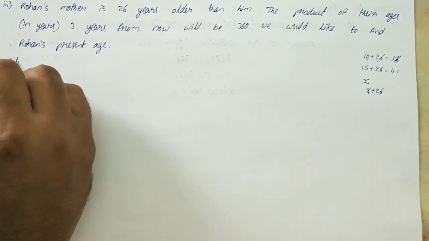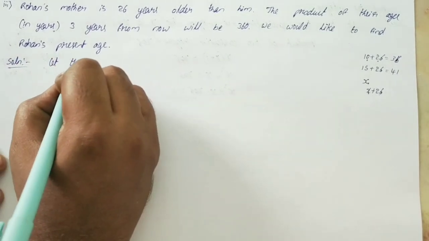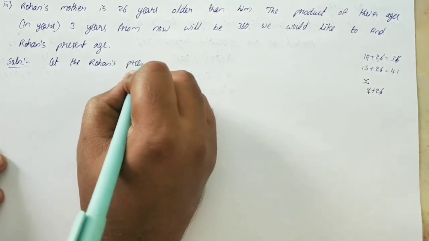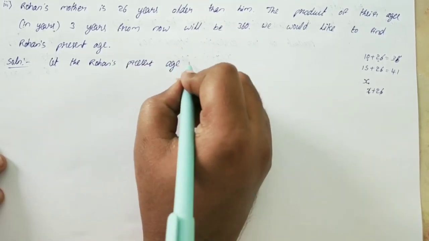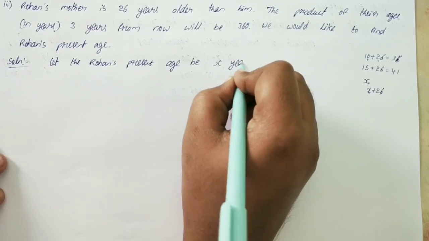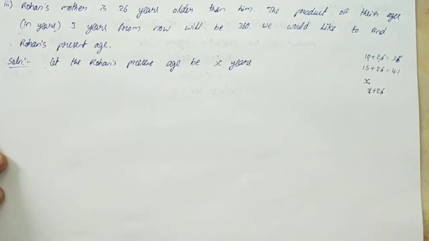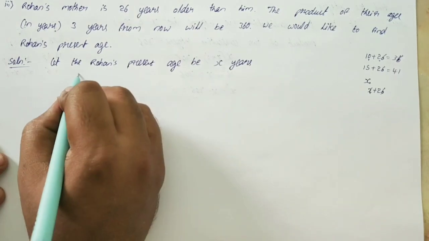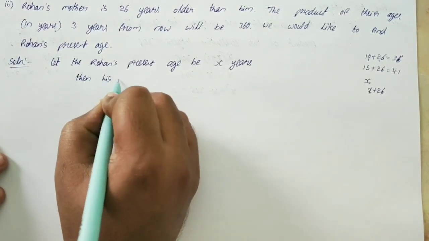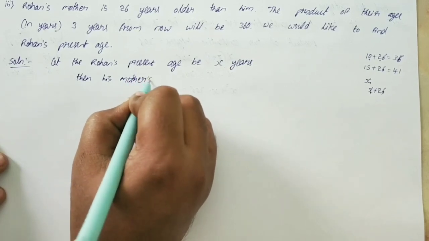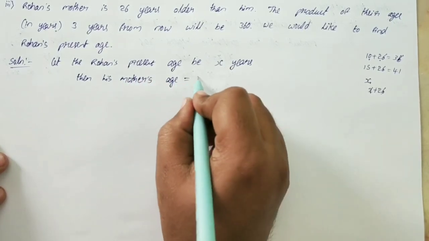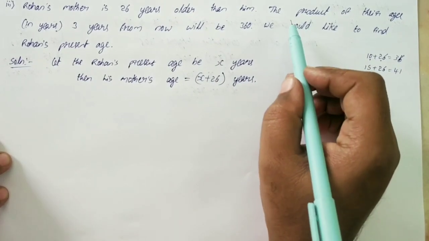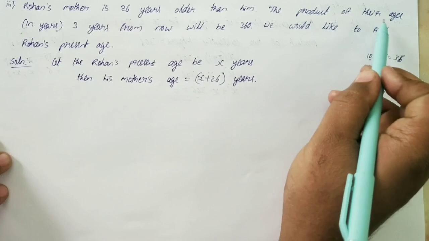So solution, let Rohan's present age be x years. We don't know the exact age of Rohan, right? We need to find it out. So let the present age of Rohan be x years. Then his mother's age will be x plus 26 years. Next, what they have given is the product of their ages.